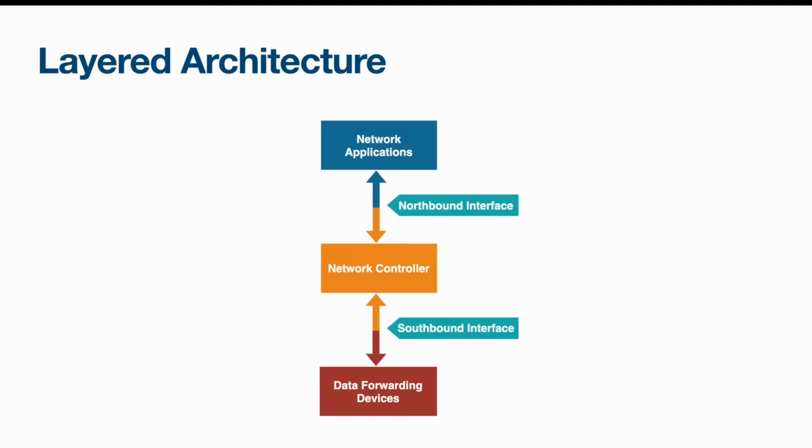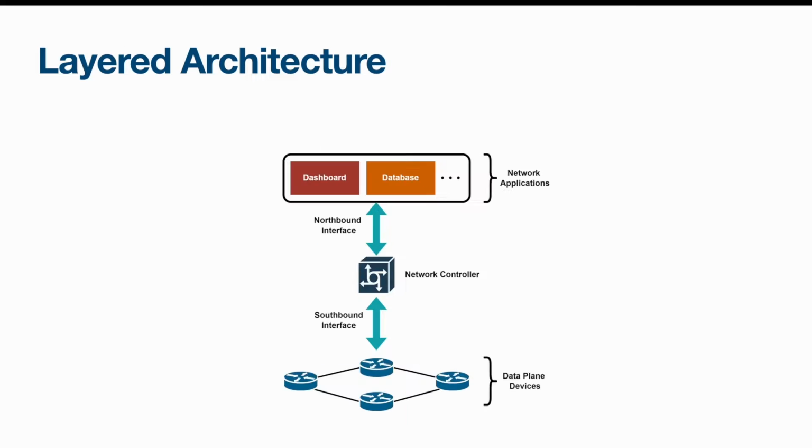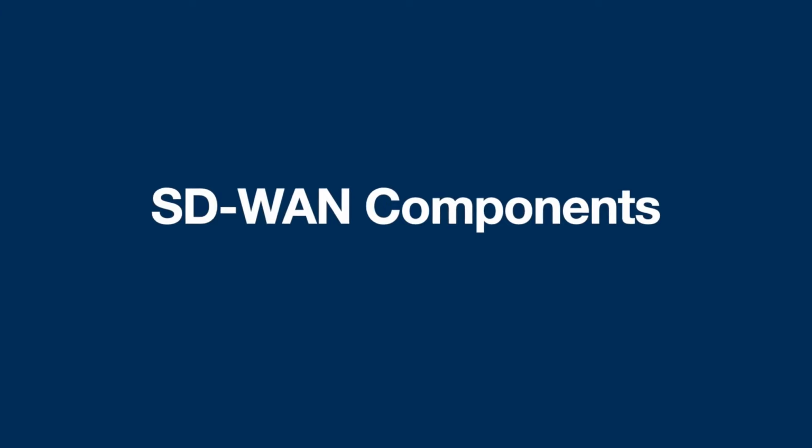This is the architecture of our SD-WAN. It's a three-layered architecture. The bottom layer is the data plane, the middle layer is the control plane, and the top layer is the management plane, which contains the network applications. Our data plane contains SD-WAN edge devices and SD-WAN landing points. Our controller is in the control plane, and the network management plane contains our dashboard and the database.